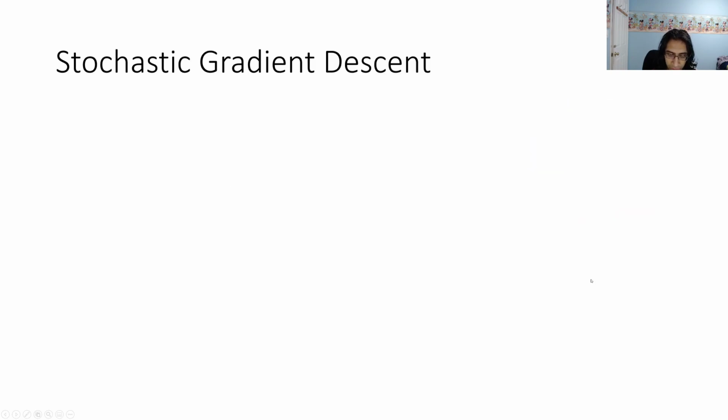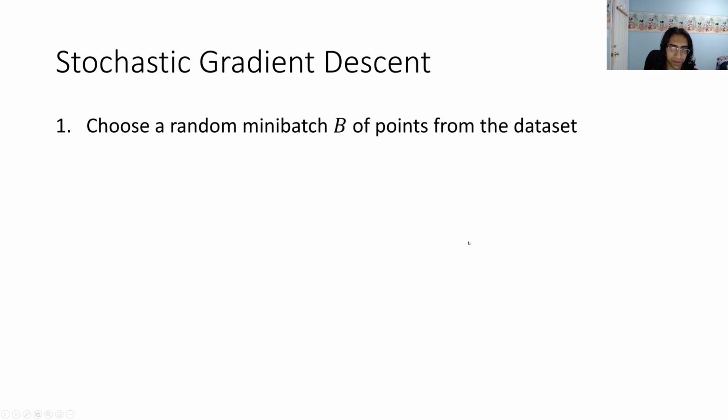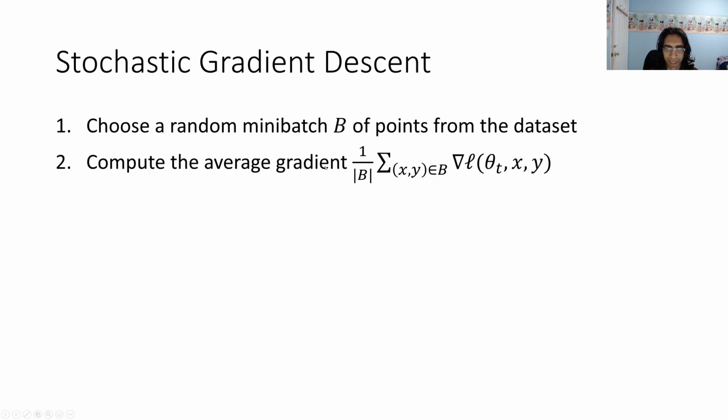So let's see how to privatize a machine learning algorithm, namely stochastic gradient descent. So let's recall for the millionth time, perhaps, what stochastic gradient descent is. In its most basic form, it can be described as the following. We're going to choose a random mini batch B of points from the data set. What we do is we then compute the average gradient. So we compute the gradient at each individual point at the current parameter vector theta t.